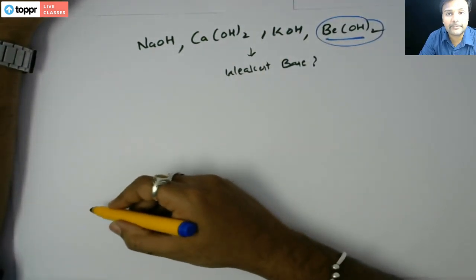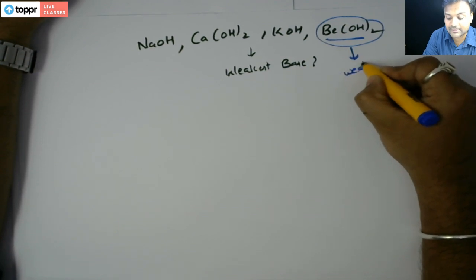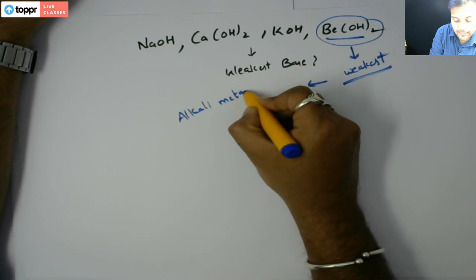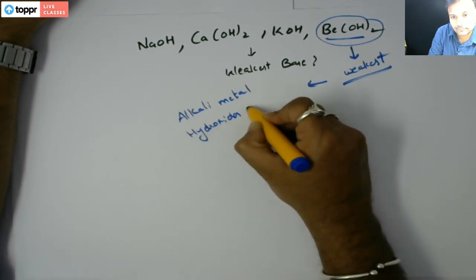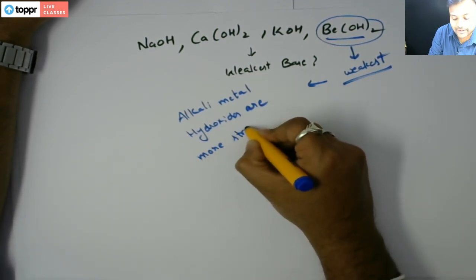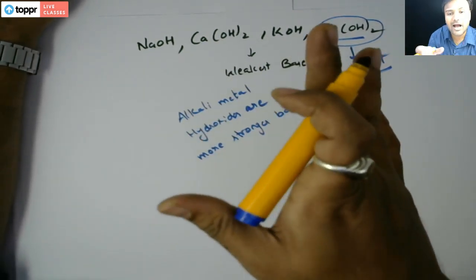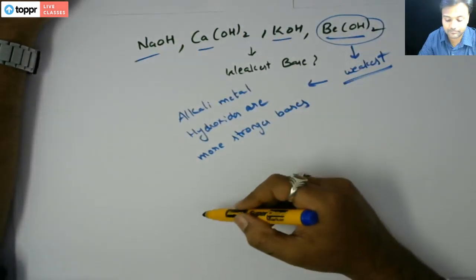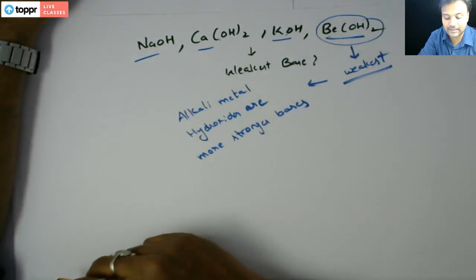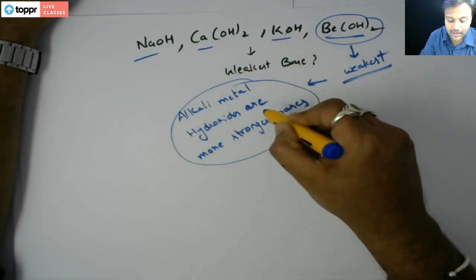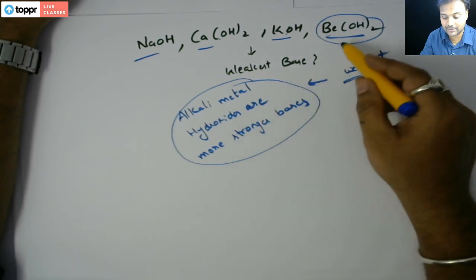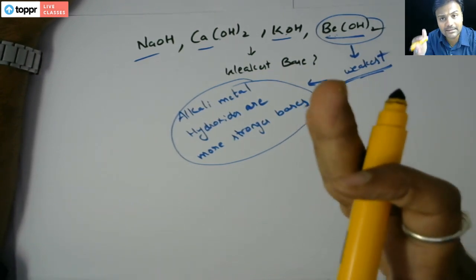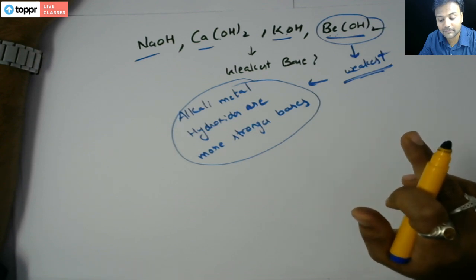Beryllium hydroxide is the weakest base, because alkali metal hydroxides are stronger bases than alkaline earth metal hydroxides. You can see these belong to alkali metals, and this is an alkaline earth metal. So if you remember this, alkali metal hydroxides are stronger bases; this is an alkaline earth metal, so it is the weakest base. The basic character of hydroxides of alkaline earth metals increases down the group. That's the reason why beryllium hydroxide is the weakest one.